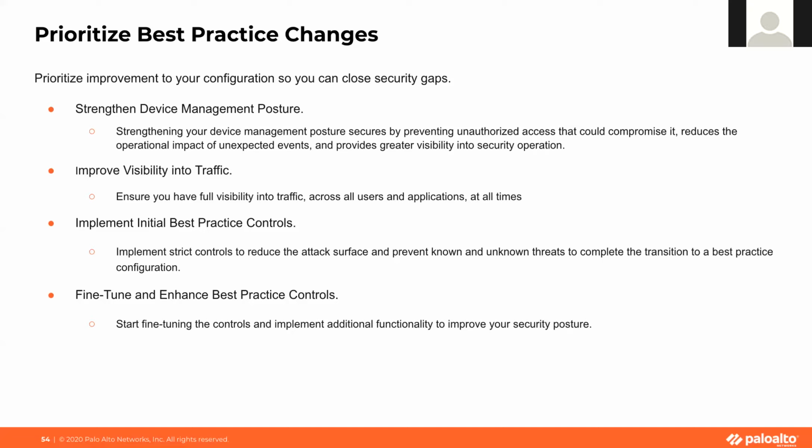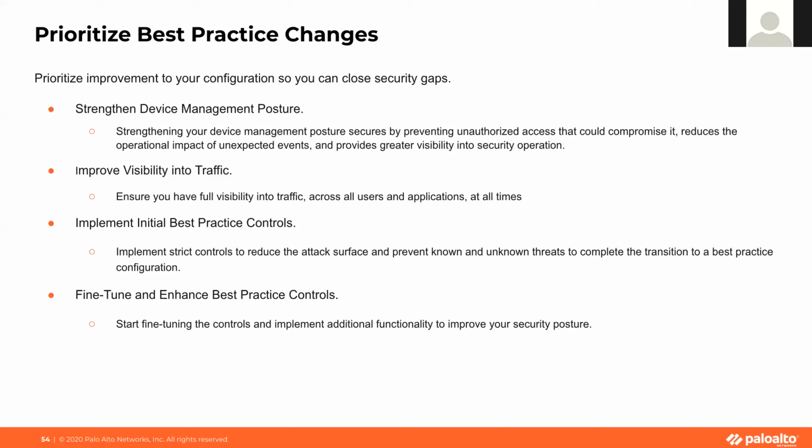Improve visibility into traffic. This is very important. You can't protect yourself against threats you can't see. You must ensure you have full visibility into traffic across all the users and applications, all the time. Complete visibility into the applications, content, and users on your network is the first step towards informed policy control.